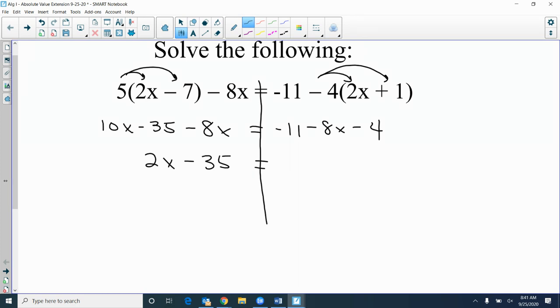Zachary, what's that give us? On that right-hand side. -15 minus 8x. Yeah, because you did 4 times 2 is 8. -15 minus 8x? Yeah. All right, good. Morgan, Kendall, what should I do here?